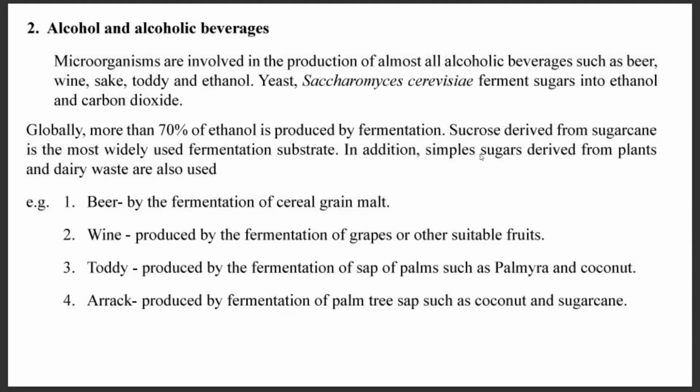Globally, more than 70% of ethanol is produced by fermentation. Sucrose derived from sugarcane is the most widely used fermentation substrate. In addition, simple sugars derived from plant and dairy waste are also used. Beer is made by fermentation of cereal grain malt. Wine is produced by fermentation of grapes or other suitable fruits. Toddy is produced by fermentation of sap of palms such as coconut. And arak is produced by fermentation of palm tree sap such as coconut and sugar cane.